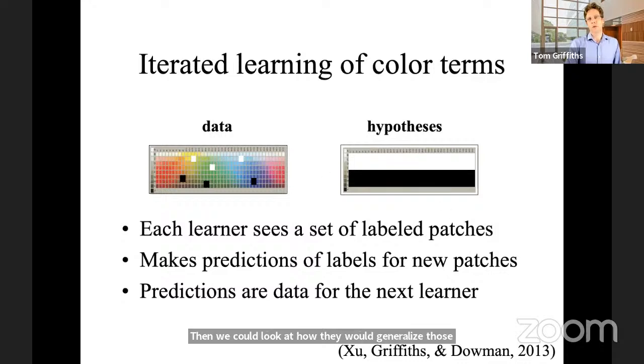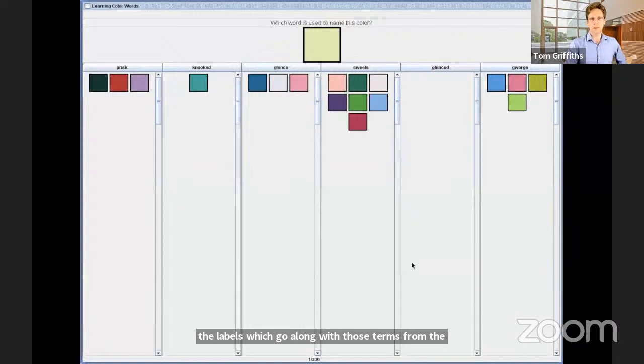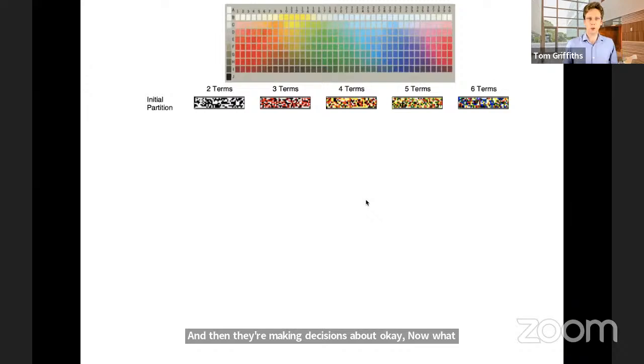We would take those predictions they generated for the rest of the array, and the next learner would see some examples of another set of novel terms, where we sample the labels that go along with those terms from the responses given by the previous learner. This is what it looked like as an experiment. Here, these are the examples provided to them of the labels of different terms. Then they're making decisions about what label to apply to this particular color chip. And so we can look at what kind of biases manifest from this process.